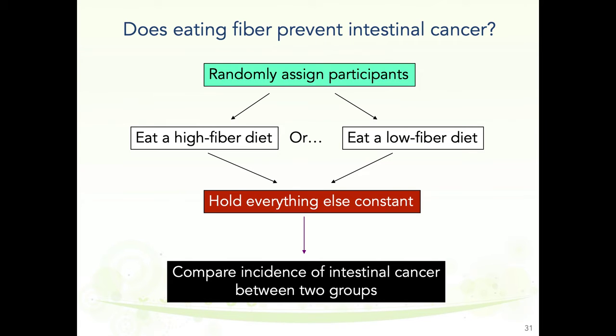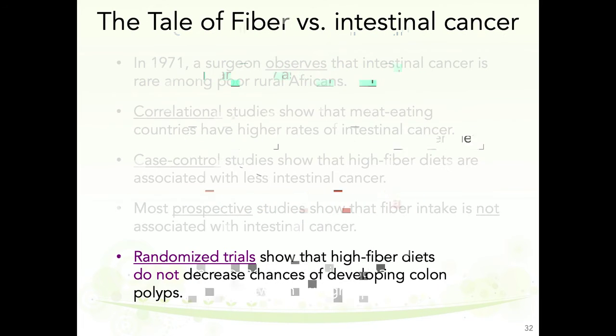So, does eating fiber prevent intestinal cancer? What you would want to do is randomly assign participants, hold everything else constant. This would give you the best causal evidence. Randomized trials, using people who are at risk of intestinal cancer, who are willing to manipulate their diet, suggest that fiber does not affect intestinal cancer.